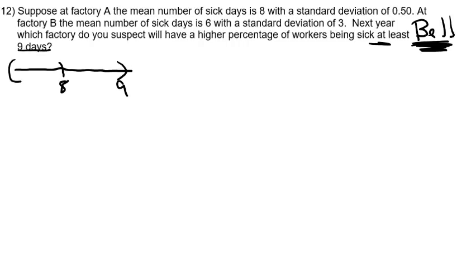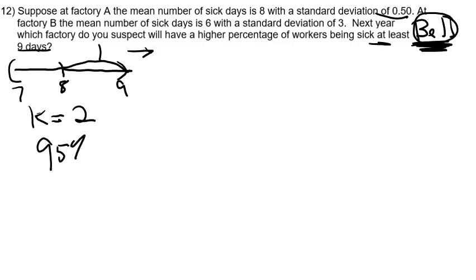So we're actually trying to find out what's out here. Well, if you work with the empirical rule, because it is bell-shaped, the distance here is equal to 1. Since the standard deviation is 1/2, k is equal to 2. From the empirical rule, you can look at the table. When k is equal to 2, the percentage of data in this interval is about 95%.